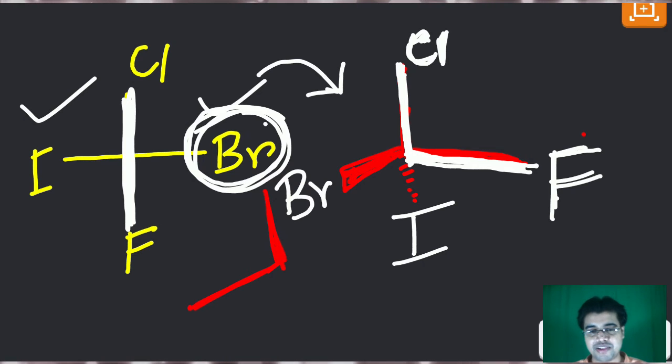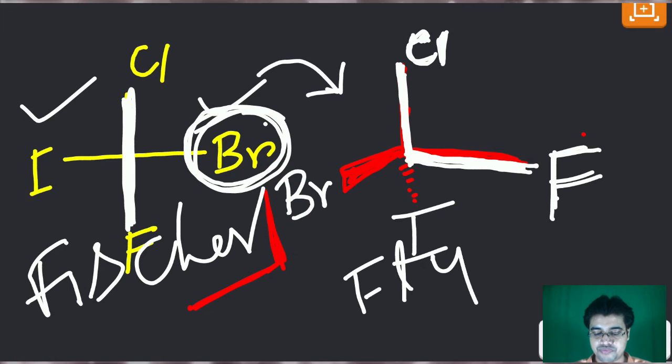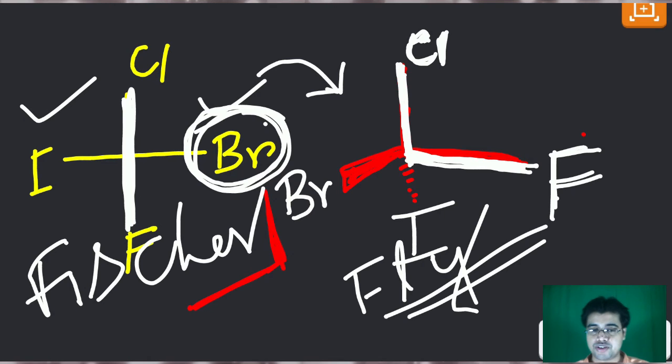I will show you another example, then it will be more clear how you can write down the groups, whether it is the Fischer or the flying wedge. So you have to keep in mind this conversion. This is very, very important. I will show you another example also.